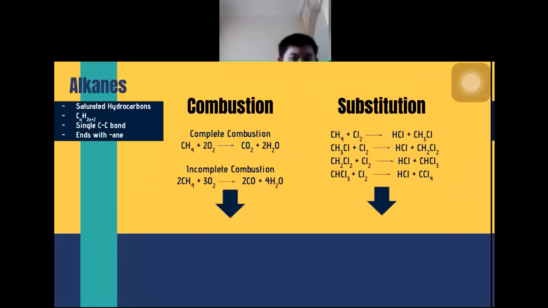Next one is alkanes. So what are alkanes? They are saturated hydrocarbons and they're called saturated because they only have single bonds. And then their general formula, as I mentioned before, is CnH2n+2. And then they end with the suffix ane. So they can undergo 2 types of reactions. The first one is combustion.